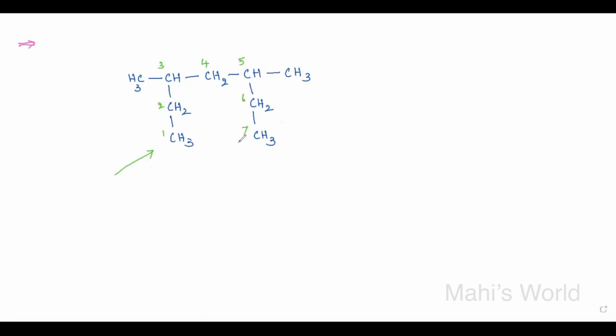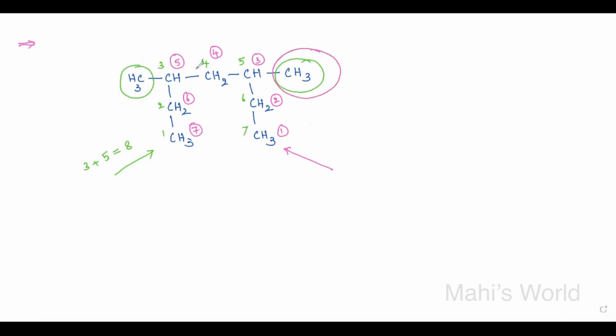From this end, there is something at the 3rd carbon and there is something at the 5th carbon, right? Now, it can also be given numbers from this end. Let us check. So this is how you can give numbers. Even now also, there is something at the 3rd carbon. There is something at the 5th carbon, right? 3 plus 5 is what I call sum of locants. Go with any of these.